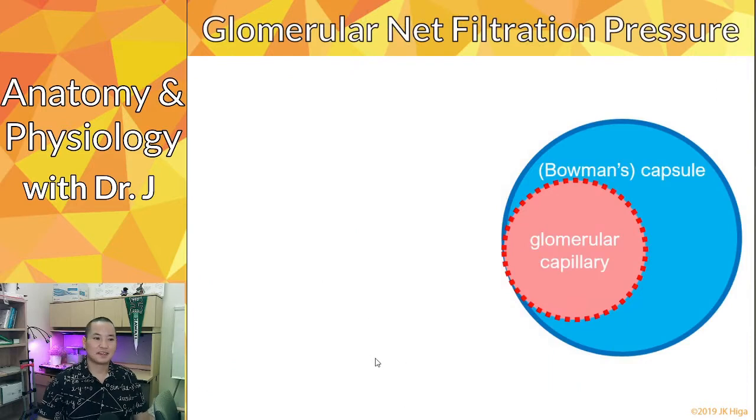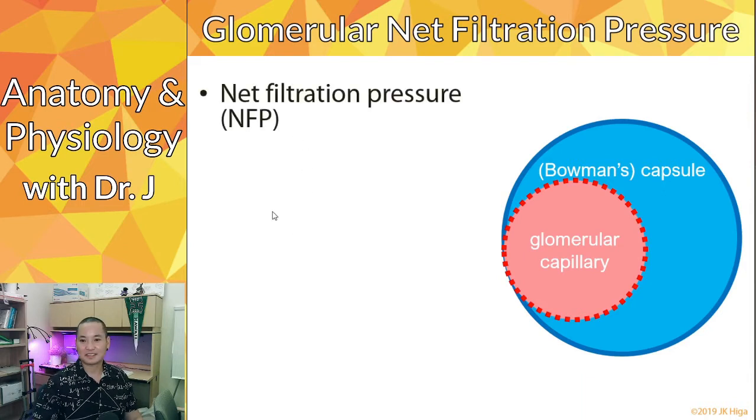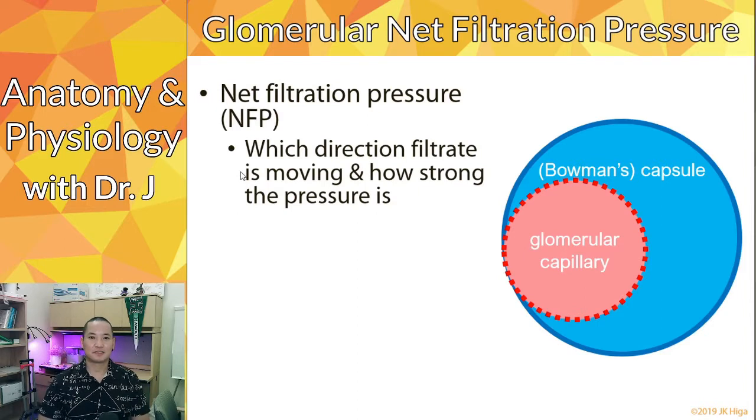Now, why does this matter? So now let's talk about net filtration pressure. Again, this is very similar to the net filtration pressure we talked about with the capillaries. So net filtration pressure is a number, and the pressure is determined on it's either positive, negative, or zero, and it has a number attached to it. So net filtration pressure, how do you calculate it?